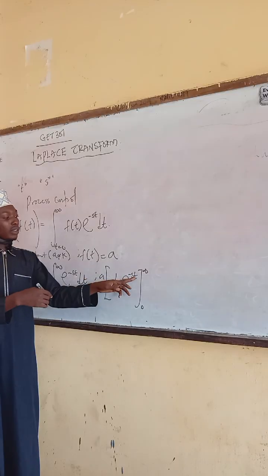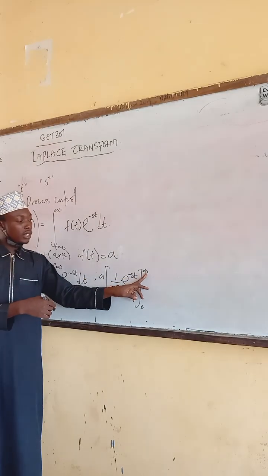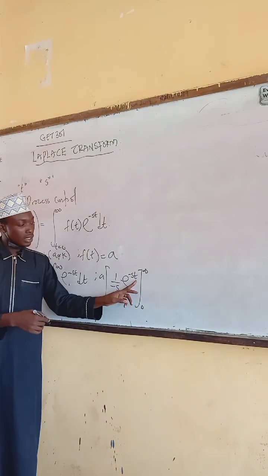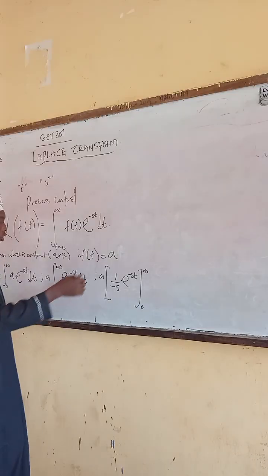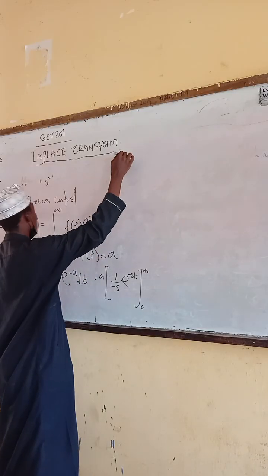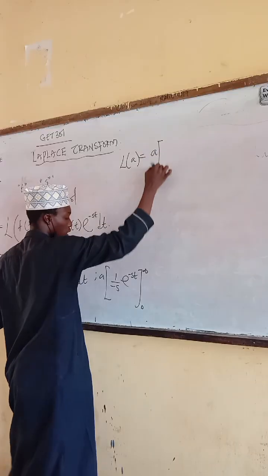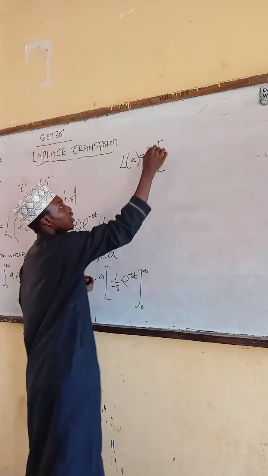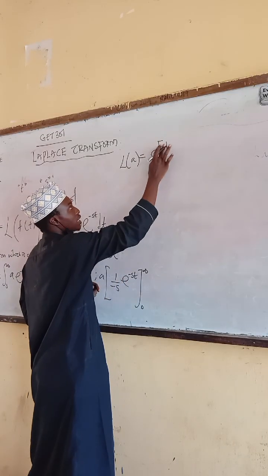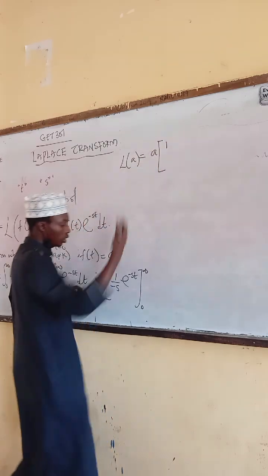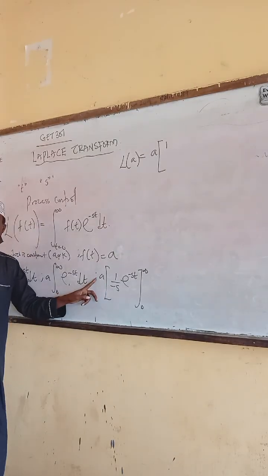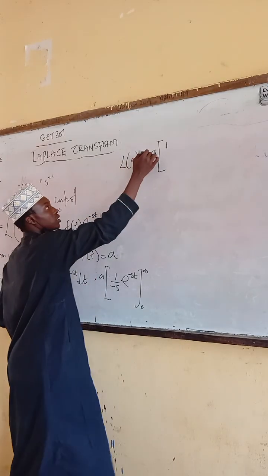Instead of t, you put what? Infinity. And instead of t, you put what? 0. That's all. Then we have the Laplace of a constant a equals a into what? So you put this one, you're going to have minus 1 over s, right? Or this minus, let me take it out. So let's say we have minus a like this.